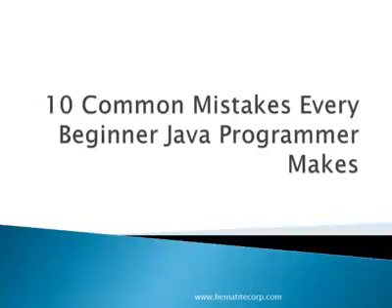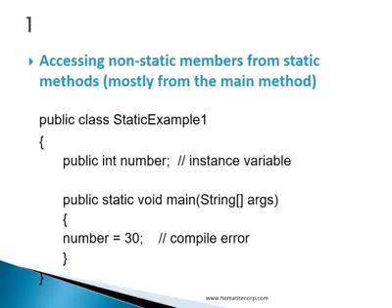10 common mistakes every Java beginner makes. Number 1. Accessing non-static members from static methods, mostly from the main method. Programmers often make these mistakes as they don't fully understand the differences between static and non-static stuff in Java. So to avoid this mistake, remember the following rules.